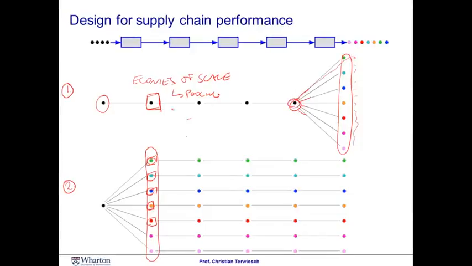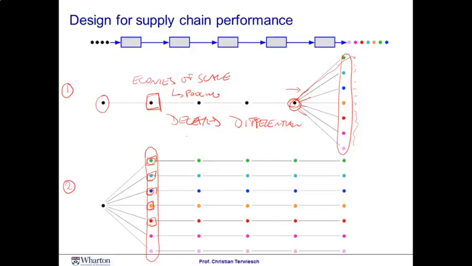The strategy of the first option that we just discussed is often referred to as delayed differentiation. Delayed differentiation means simply that we delay, or often we speak of postpone, the decision of which product variant a particular flow unit will end up to until the very last moment in the process.